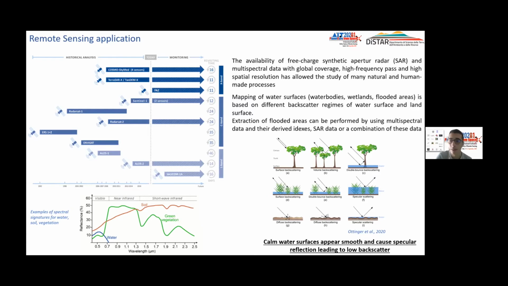The backscattering mechanism for each pixel of the acquired image determines the type of reflector. In radar images over smooth water surfaces, the signal gets reflected away from the sensor, causing low backscattering returns and amplitude differences. In multispectral products, water reflects only in the range of the visible spectrum.